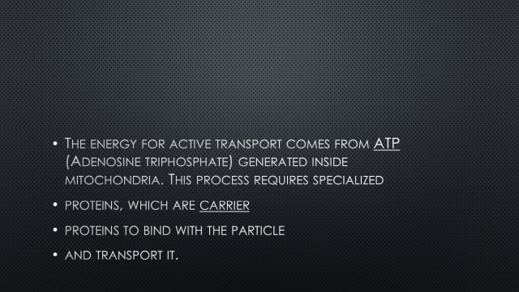The energy for active transport comes from ATP, adenosine triphosphate, which is generated inside the mitochondria. Adenosine triphosphate is the energy currency of the cell, and it provides energy to do different activities. This process requires specialized proteins, which are carrier proteins, to bind with the particle and transport it.